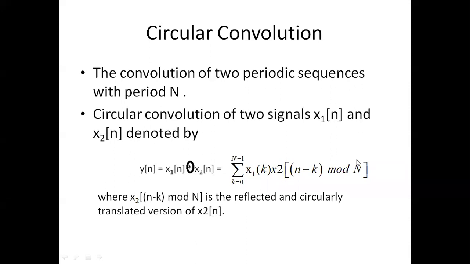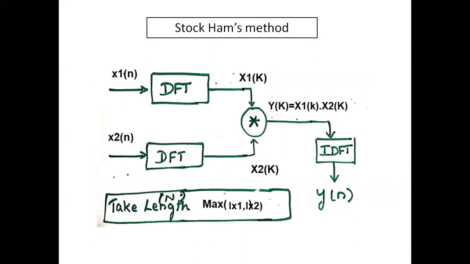There are various methods to calculate the circular convolution of two data sequences: the concentric method, a table method, the DFT and IDFT method. The DFT and IDFT method is also called as Stockham's method. The circular convolution is the unique property of DFT. The convolution in time domain is equivalent to multiplication in frequency domain.